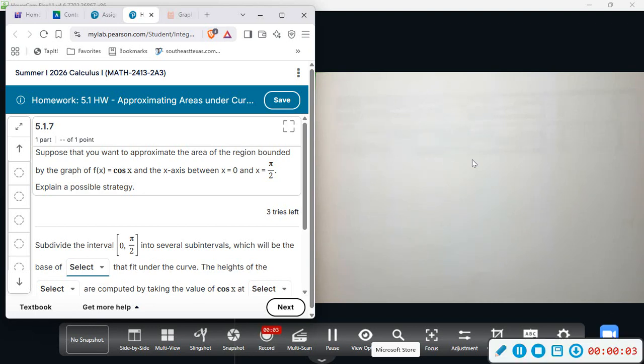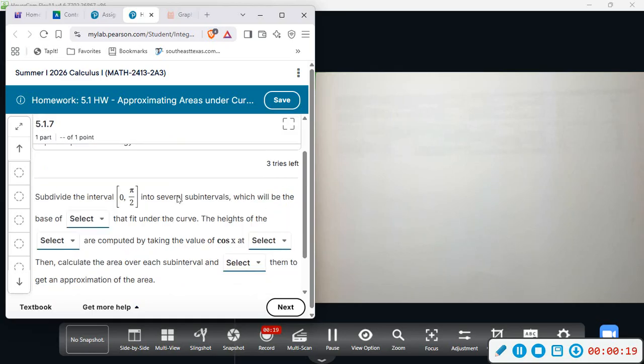All right, question number 5 says, suppose you want to approximate the area of the region bounded by the graph of f of x equals cosine of x between the x-axis and between 0 and pi over 2. Explain the basic possible strategy.